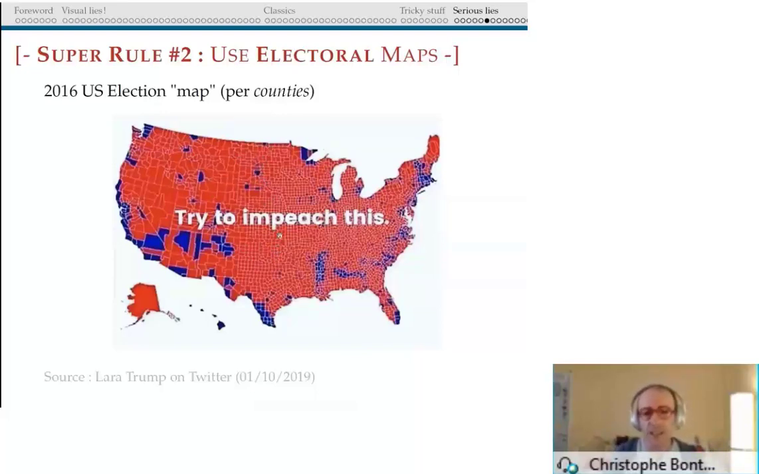People vote. There are some lands and some counties here, or geographical units, that are very large with very few people. So when you provide a map like this, and you say, try to impeach this, you have a message that there are many people supporting the red, but in fact, you don't show the people or the result of the election for the people. You show the land, and the land doesn't vote. So that's misleading.